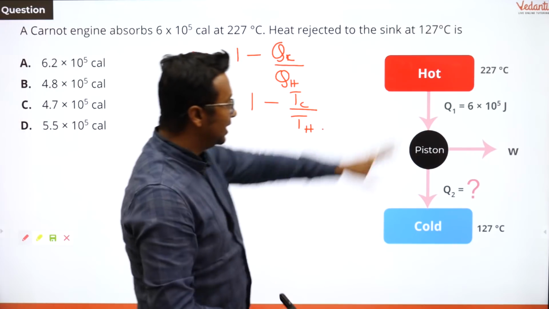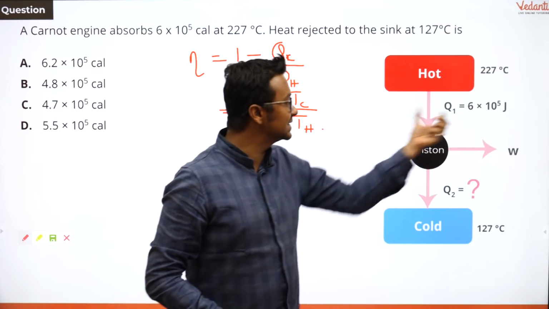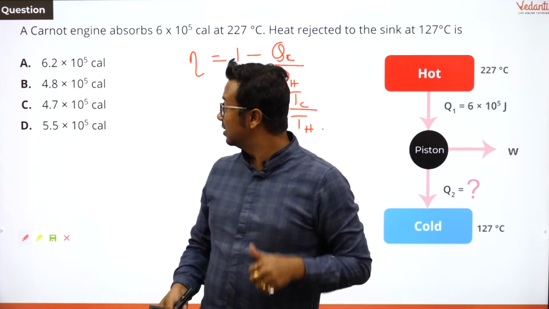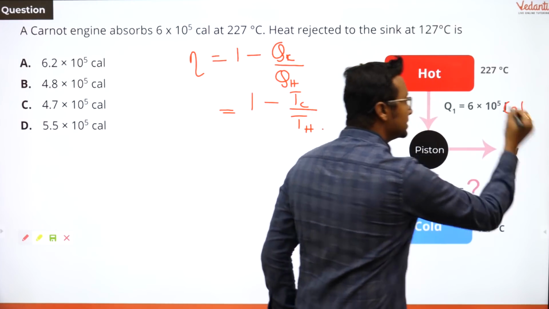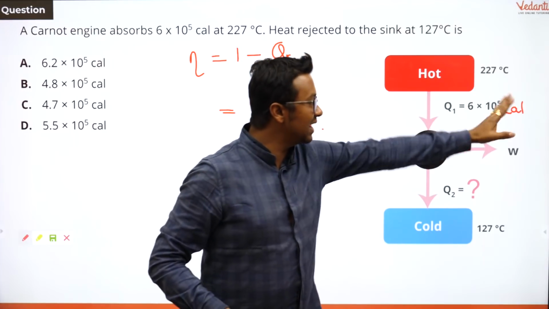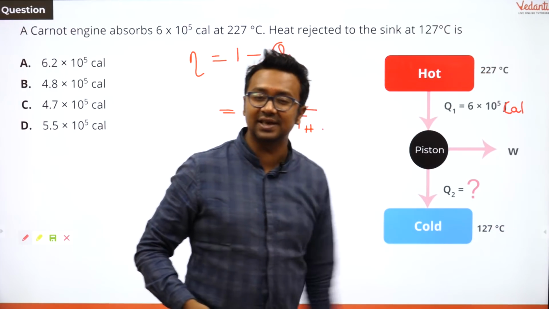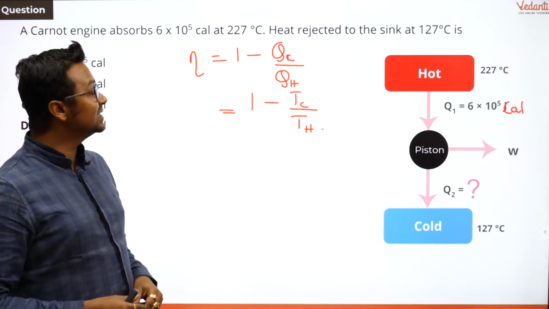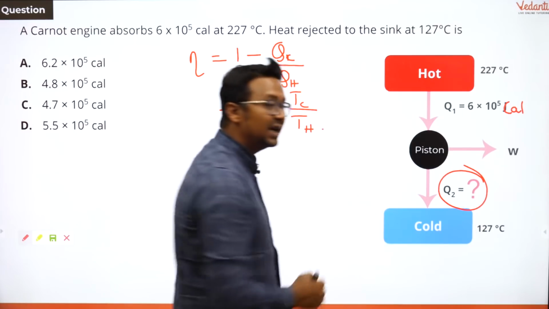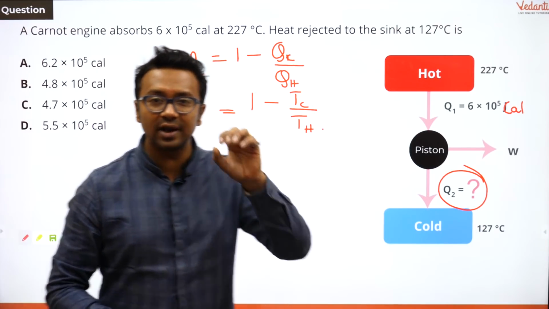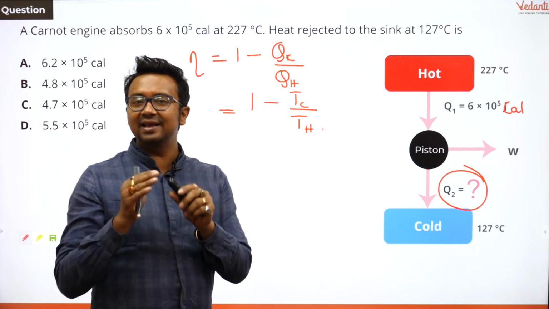Here in this question, let us look at it. साफ साफ देख रहा है. From the hot reservoir, it is accepting 6 into 10 to the power 5. My dear students, there's got to be a slight error out here. This is calories. Okay, 6 into 10 to the power 5 calories it extracts from the hot. This is at 227 degrees centigrade. The cold is at 127 degrees centigrade. Then they are asking us, my dear students, what is going to be the value of Q2? That means how much heat, कितना heat ये cold reservoir को छोड़ देगा. ठीक है.